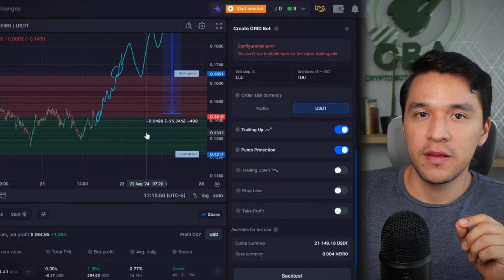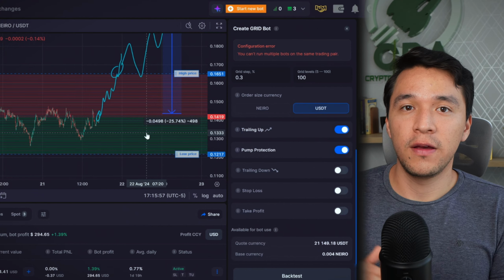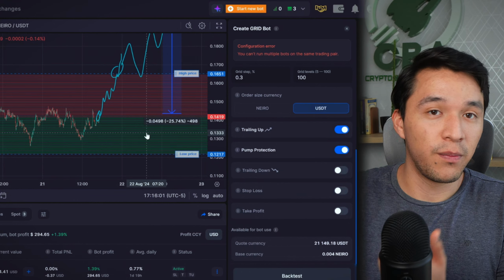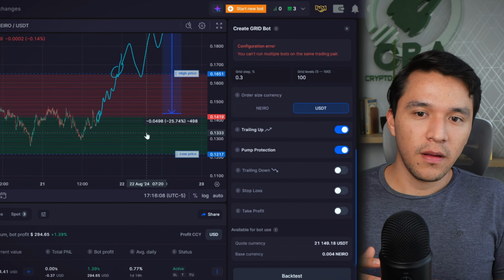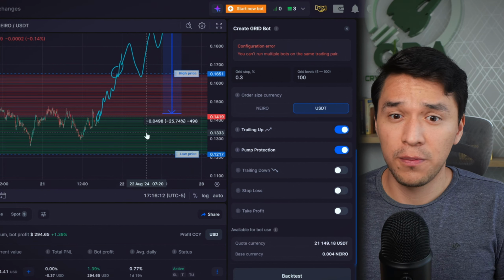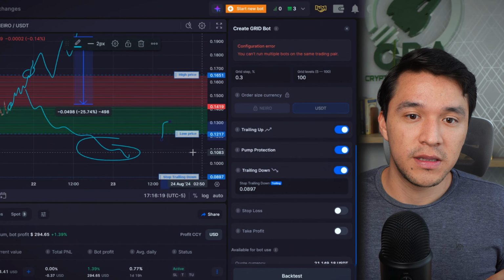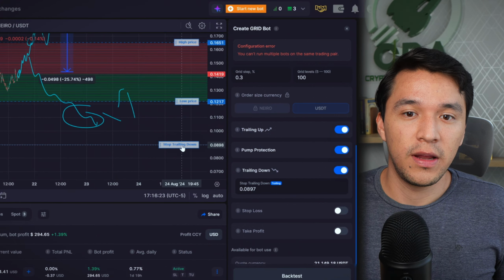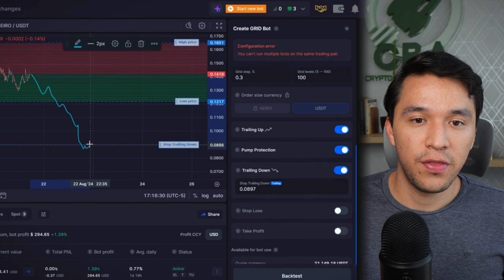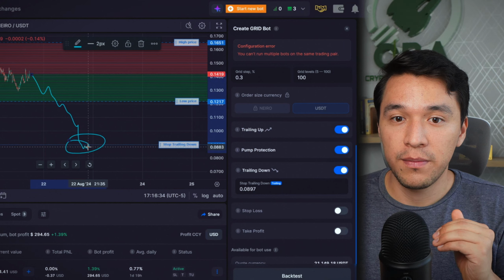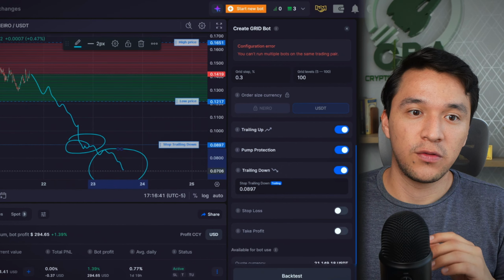Then we have pump protection. That is basically protecting yourself from any pump or dump in the price. For example, if the cryptocurrency has a huge move up because of volatility, then the bot is not going to perform any buy or sell orders, so you can protect yourself. Then we have trailing down, the same thing as trailing up, but in the opposite direction. If the cryptocurrency starts going down and you activate trailing down, you will notice that it says something like stop trailing down, meaning that if it keeps going down, it's going to stop moving lower below this stop trailing down level, right? So anything below this, it's not going to readjust itself. It's not going to trade any longer.